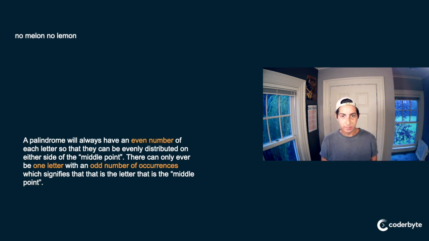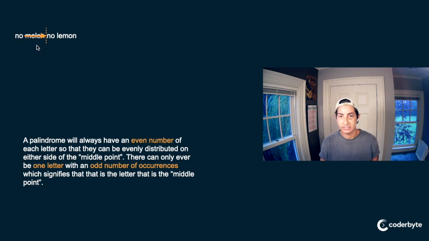So let's take some examples just to illustrate this point. Here's a palindrome: no melon, no lemon, right? And we can just add in that arbitrary middle. Well, it's not arbitrary. This is the middle of the string, right? 1, 2, 3, 4, 5, 6, 7 letters on this side, and 1, 2, 3, 4, 5, 6, 7 letters on this side. So this is the middle of this string.